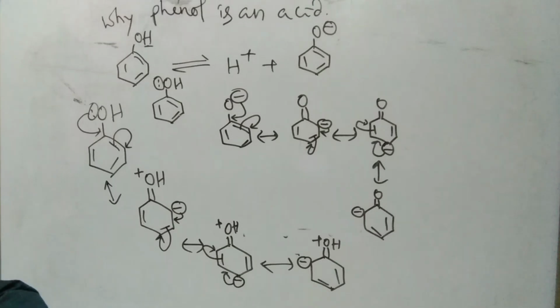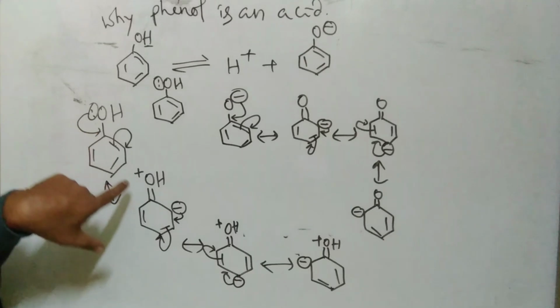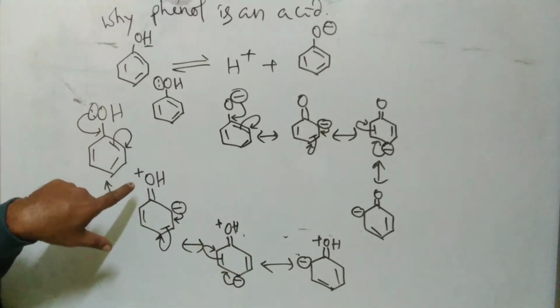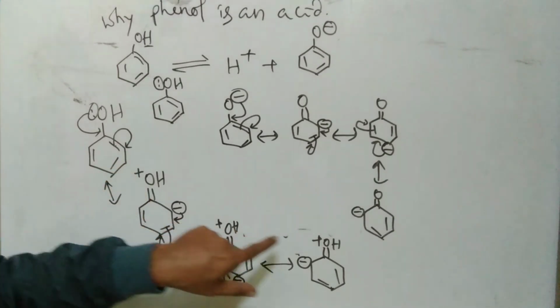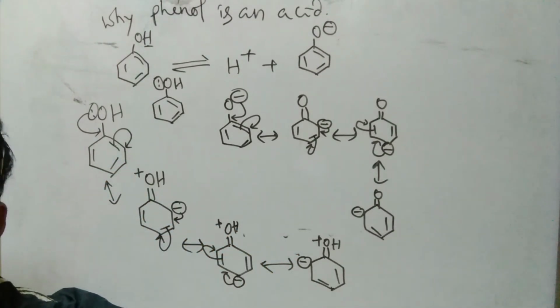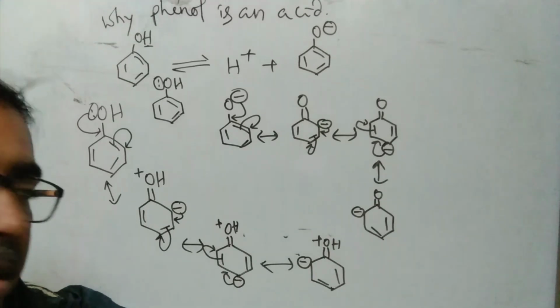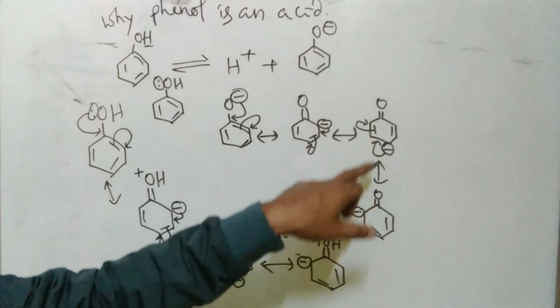Now if we consider the relative stabilities of the resonating structures of phenol and phenoxide ion, in all the resonating structures of phenol, a strongly electronegative element, oxygen, is carrying a positive charge. If oxygen is carrying the positive charge, this is a very destabilizing factor, because oxygen is electronegative. It is always seeking electrons from others, and here we can see that oxygen is carrying a positive charge. Due to this, the resonating structures of phenol are very unstable.